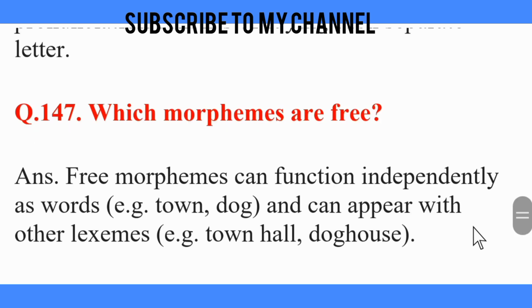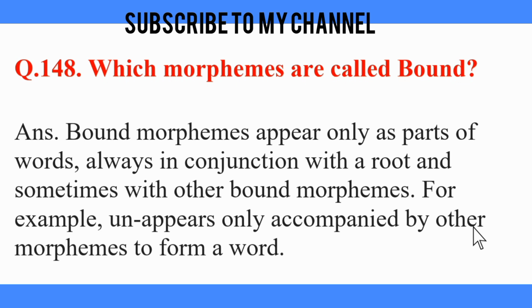Which morphemes are free? Free morphemes can function independently as words. Town and dog can appear with other lexemes: town hall, doghouse. What morphemes are called bound? Bound morphemes appear only as parts of words, always in conjunction with a root and sometimes with other bound morphemes. For example, an appears only accompanied by other morphemes to form a word.